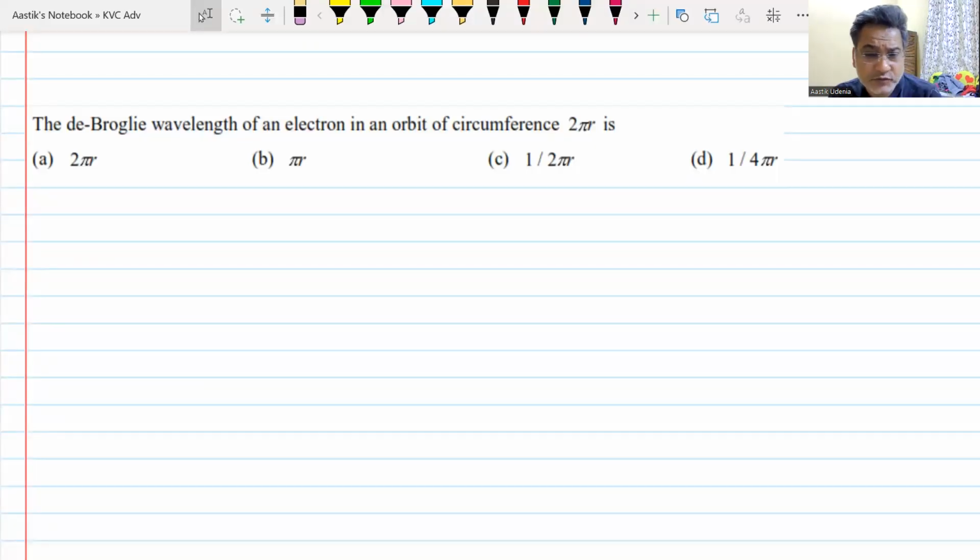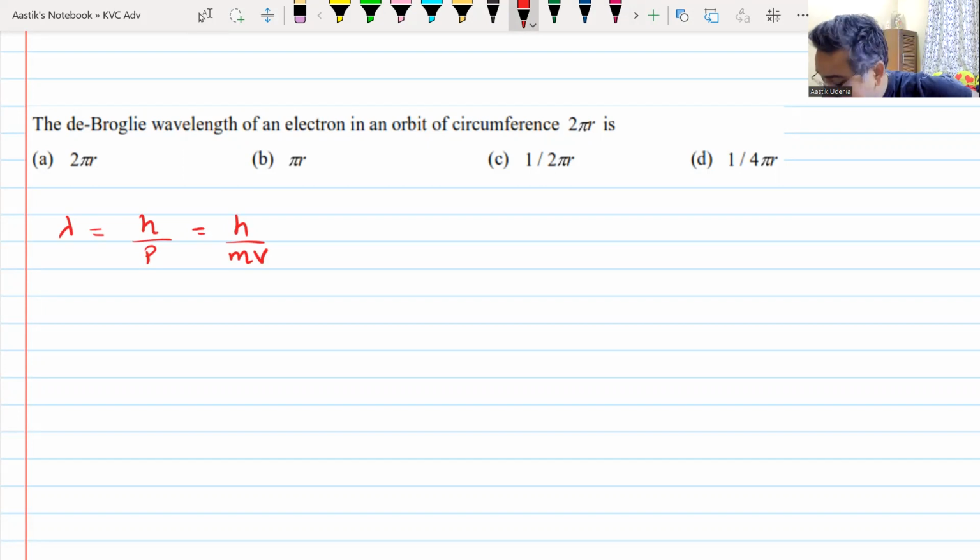So how are we supposed to solve this? Well, the de Broglie wavelength of any electron will be given by h by p, yes or no? Yes, sir. Which is nothing but equal to h by mv. Do we understand this? Yes, sir. Just have to find out the value of h by mv. Mv is the momentum of the electron. How do you find the momentum of this electron?